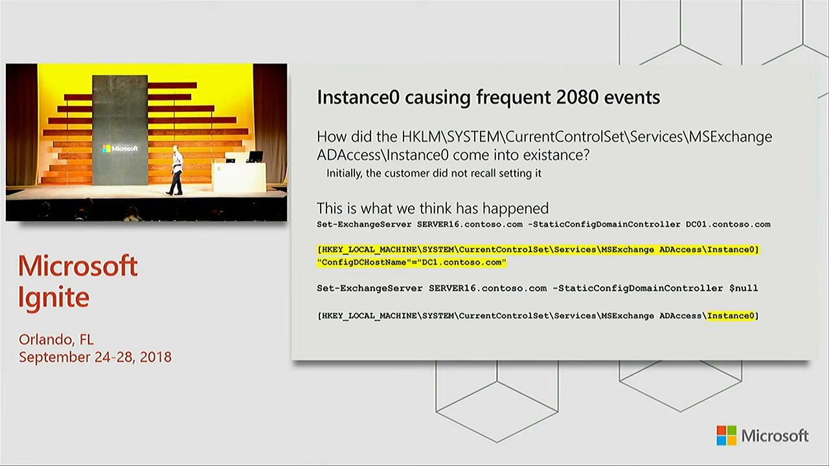So the fix was simple. Go into all the affected servers, remove instance 0 from the registry, problem solved. Maybe restart the topology discovery service, but that was it, problem solved. So it's really the commandlet that was leaving something behind when you changed the configuration. So you're going to want to watch for that. It's always important to have good baseline configuration from which to refer.